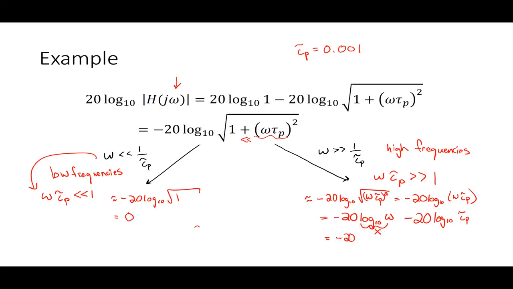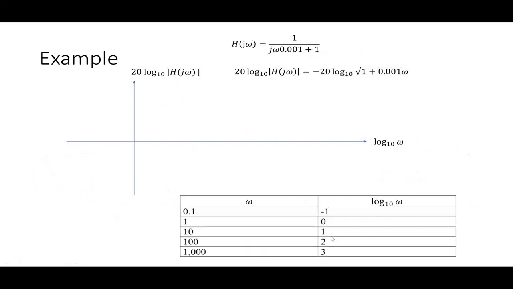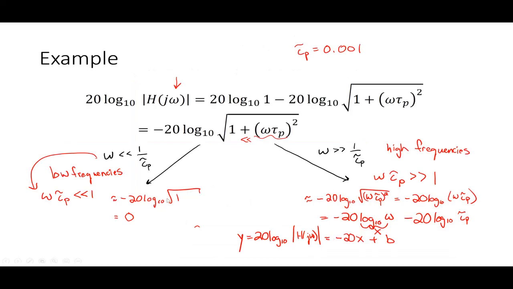Just for a second, I'm going to call log 10 of omega x. So it's like I have minus 20x plus a constant. So what I have right here is y equals 20 log 10 of the magnitude of H of j omega, which is equal to negative 20x plus b. So it's like I have this line, y equals mx plus b. What I want to do is make this plot. I've found two results, and this is the key thing I want to summarize here real quick.